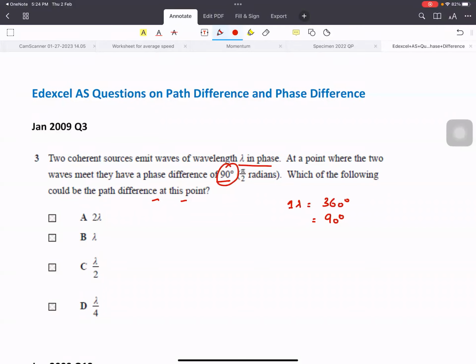A quarter lambda, right? Yeah. So if they meet at a point with a phase difference, they emit a wave of wavelength lambda in phase, and when they meet at this point, you might see they have a quarter lambda. So that should be the answer. Do you understand like that? Yes. So it's pretty easy that way.